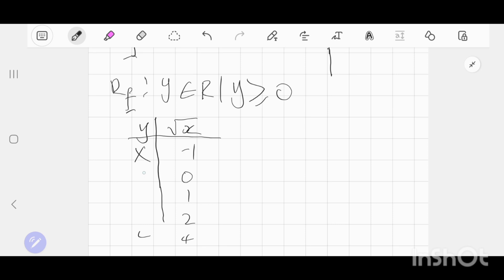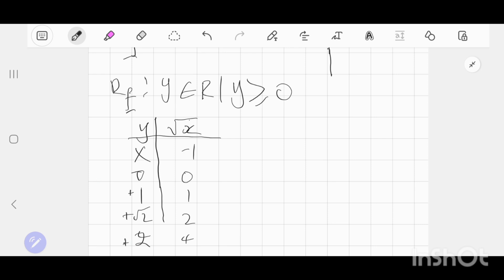But if I put 0, then it will be 0. If I put 1 here, I'll get 1. If I put 2 here, people, I'll have root 2. And remember, it's going to be plus or minus, but you're going to restrict it. Hence, that negative sign, I'm not going to really entertain them. So it's going to be positive. When I put 4 here, I'm going to have your 2, but only positive.